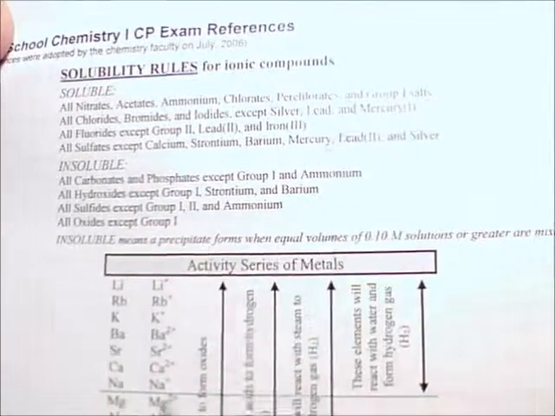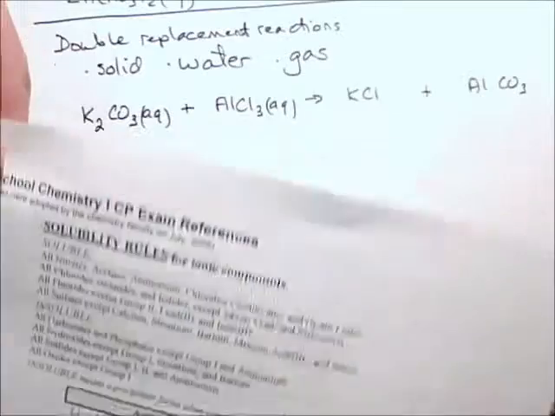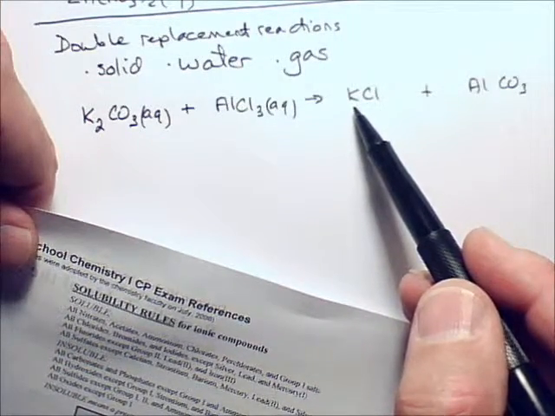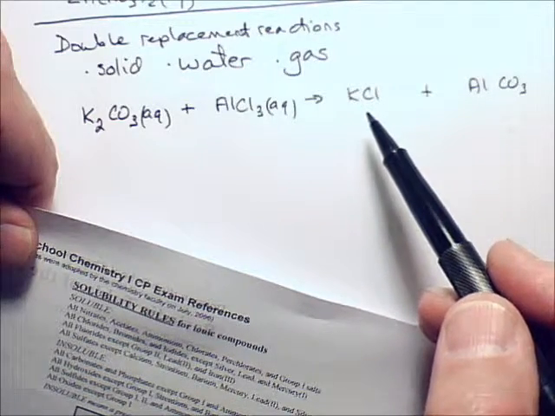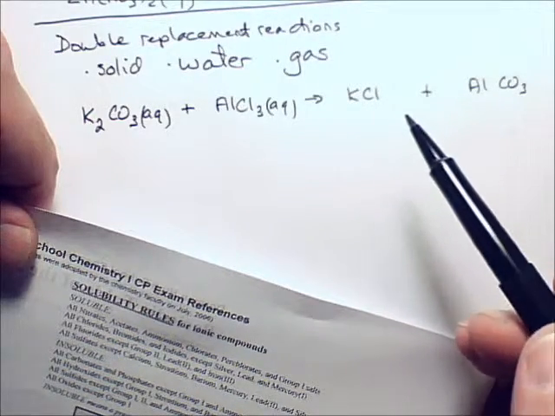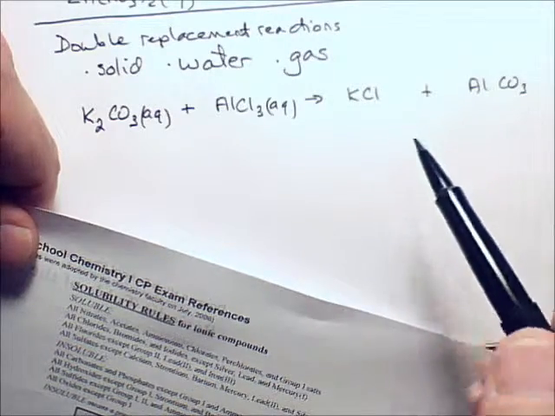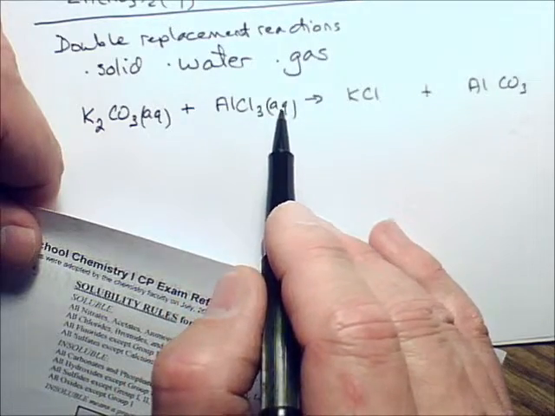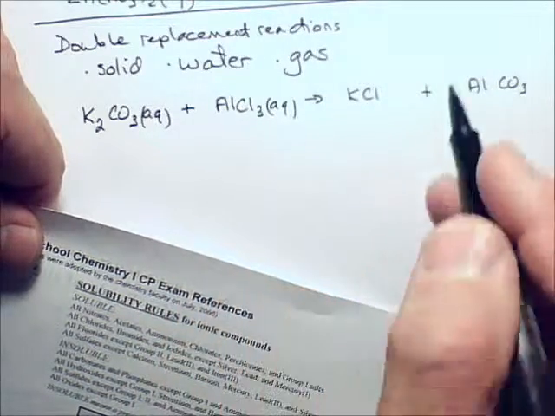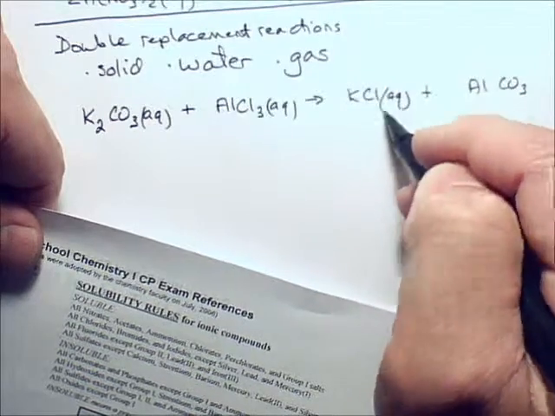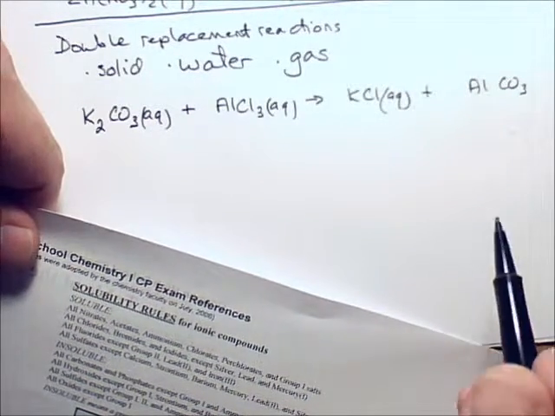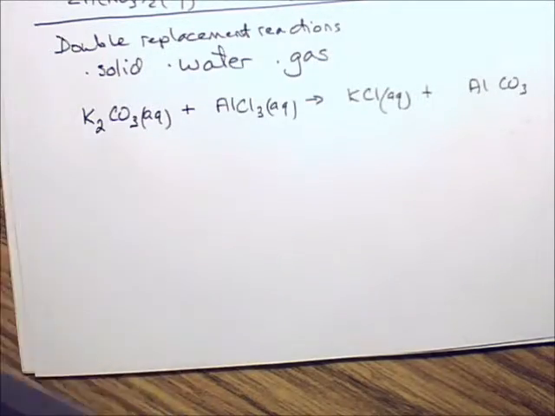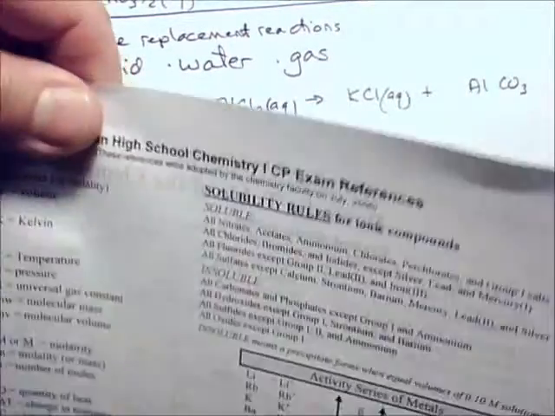All group 1 salts. Where do you find potassium? On the periodic table, where is it? That's a group 1 salt then, isn't it? So this is soluble any way you look at it. And since we got water around here, then this is going to be aqueous. Now, determine whether this is going to be aqueous or not. How do you know? I'm from Missouri, you got to show me.